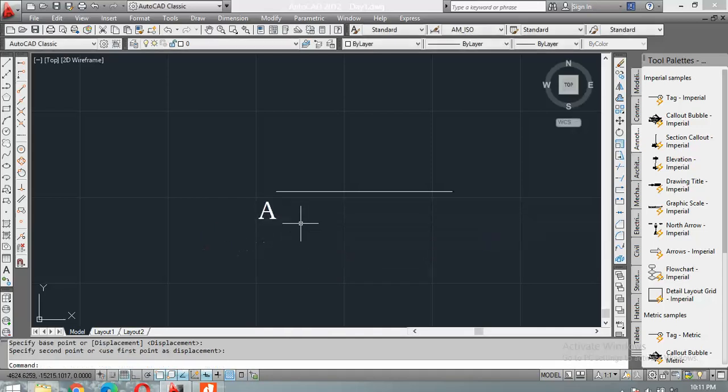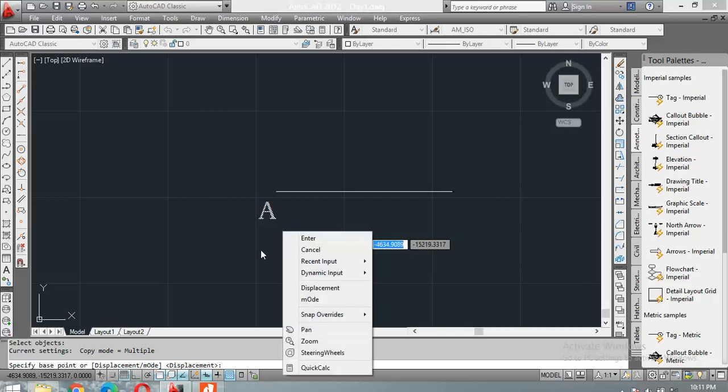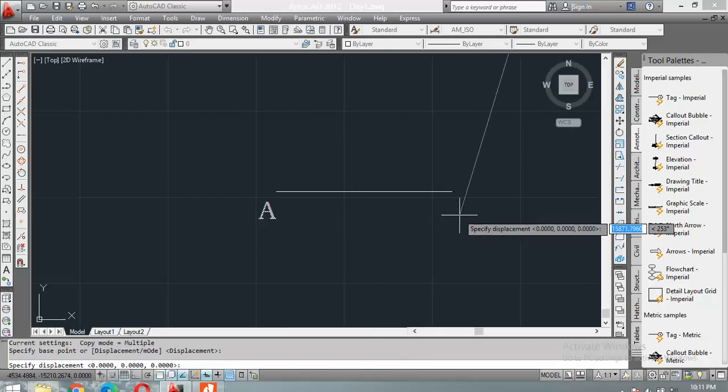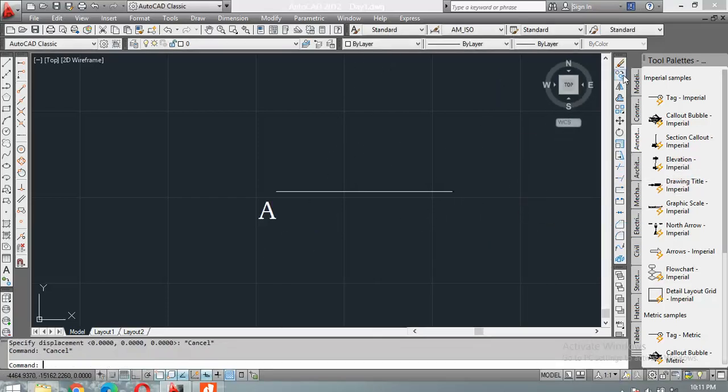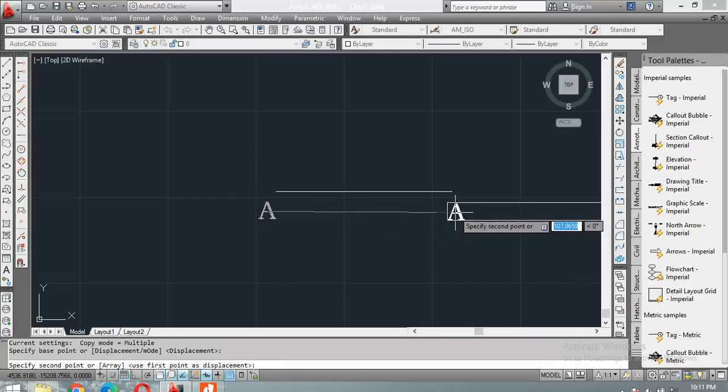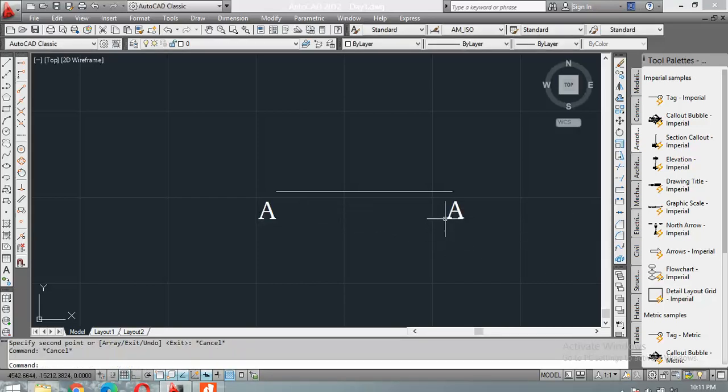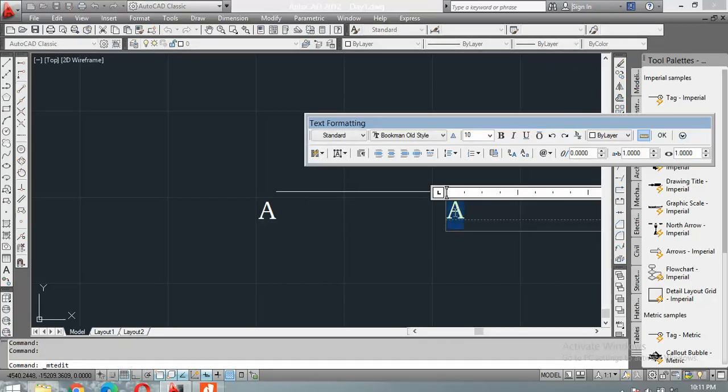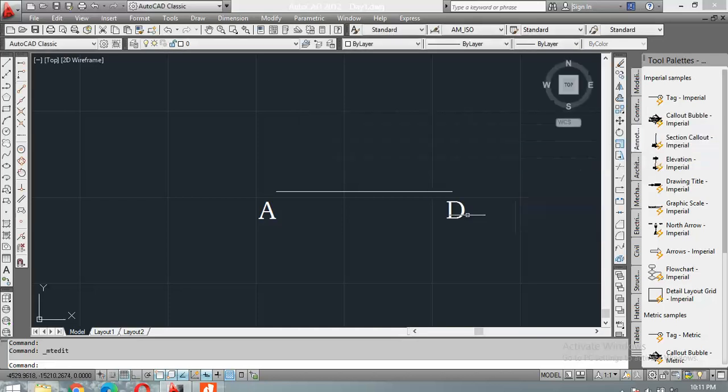Okay, so this is point A, and on the right-hand side I am marking point D. I have drawn this AD line with 100 mm length, which is given. You can choose an appropriate scale. Here I drew it with 1:1 scale. If you think it is too long, you can reduce the scale.